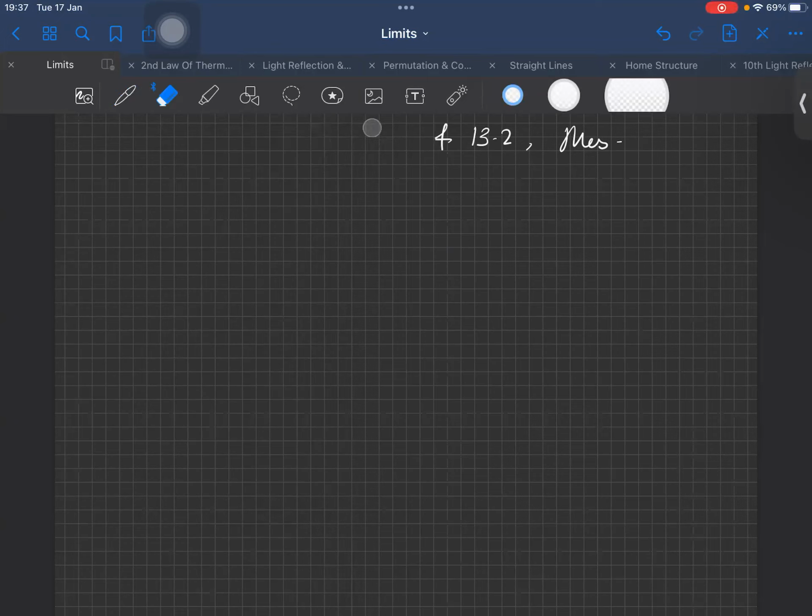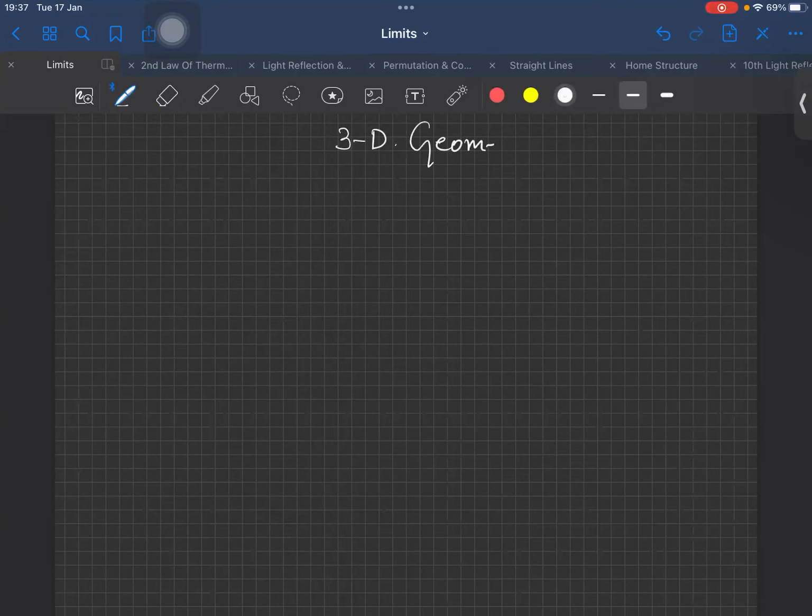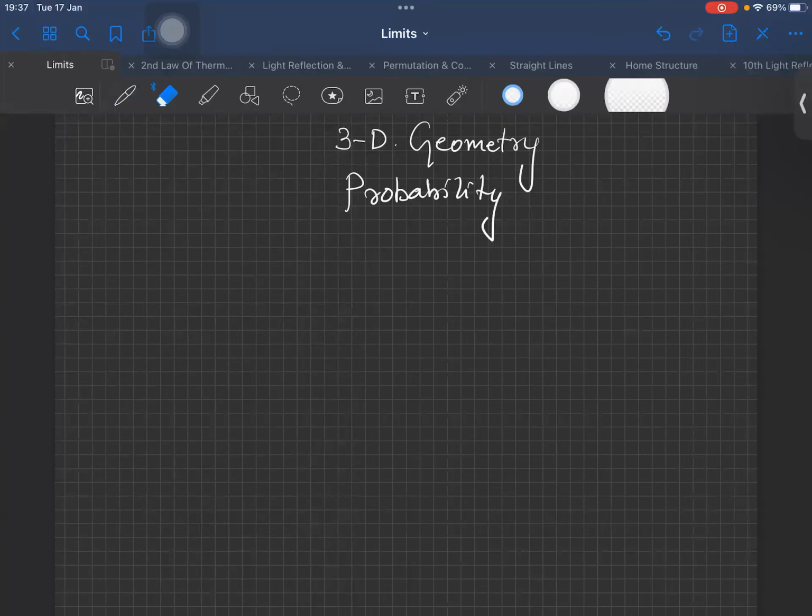Which is the next chapter that you want me to do? 3D geometry? Okay, sir. So how many chapters are remaining? 3D geometry, probability, statistics. Probability and statistics. Is it a combined chapter? No, sir. Okay, let me check. It is not combined, right? These two are different chapters, right?